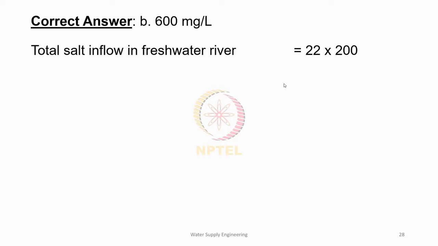So the total salt inflow in the freshwater river is 22 into 200. That is, 200 milligram per liter is the salt concentration in the brackish stream, and the freshwater stream has a discharge of 22 meter cube per second. So the total salt inflow will be 4400 meter cube per second milligram per liter. I'm not converting the meter cube to liter here because at the end it will get cancelled. So it's an unnecessary process. That's why I have written it as such.